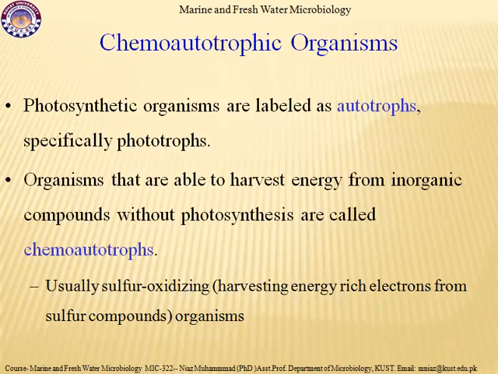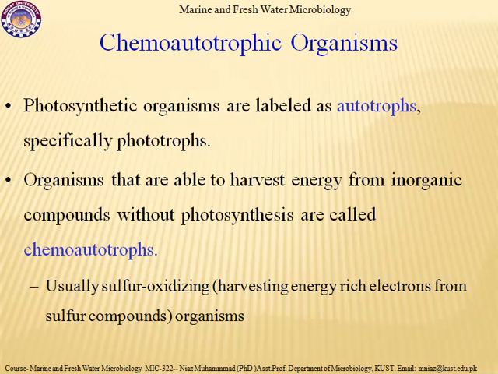So such type of organism is sometimes called chemoautotrophic organisms. Photosynthetic organisms are labeled as autotrophs. They have oxygen, they have sunlight, they adapted themselves to synthesize their food themselves. Those are called autotrophs, specifically photoautotrophs.